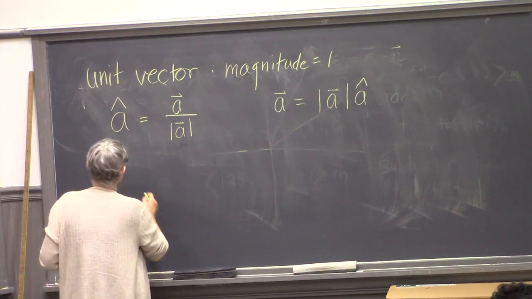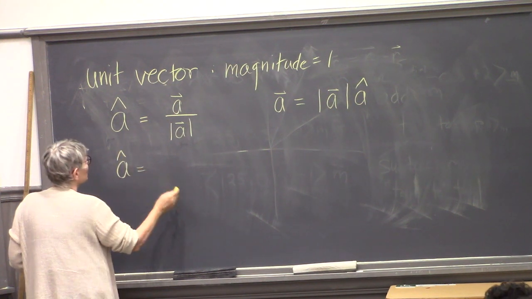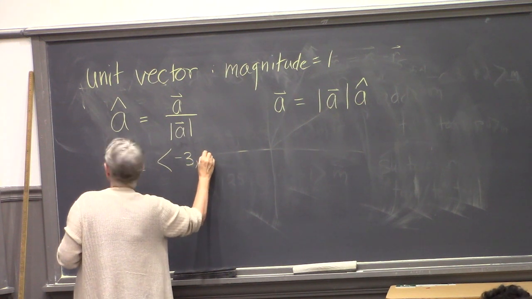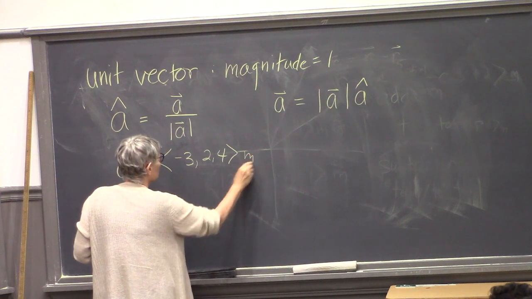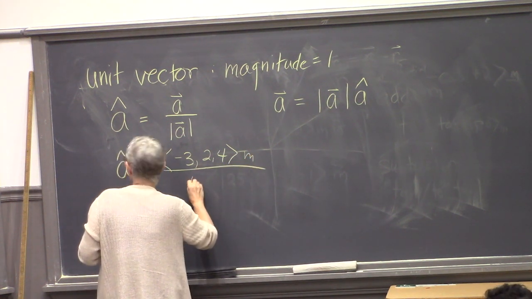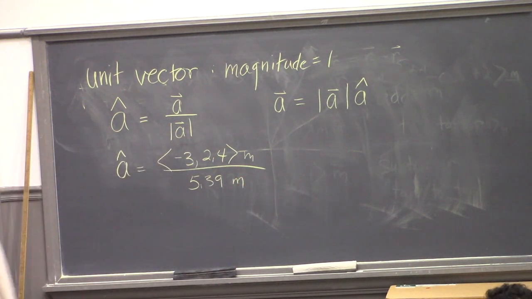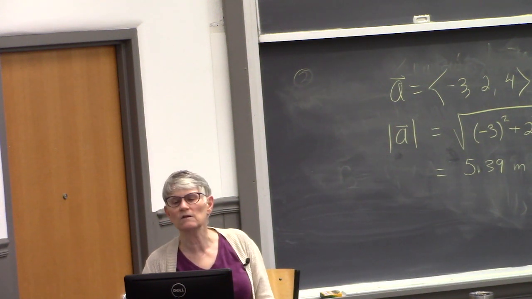So let's figure out what this is for our vector. A hat is going to be -3, 2, 4 meters divided by 5.39 meters. So what are the units of this unit vector going to be? They do cancel. So a unit vector has no units.